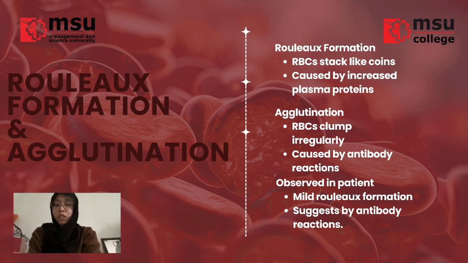We also looked at patterns in how the red blood cells arrange themselves. Rouleaux formation happens when red blood cells stack like coins, typically caused by elevated plasma proteins. On the other hand, agglutination occurs when red blood cells clump together irregularly, usually driven by an antibody-antigen reaction. In Mr. Amir's blood smear, we observed rouleaux formation, which could suggest underlying protein or minor antibody interaction.